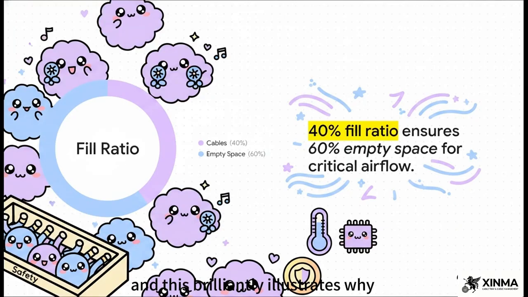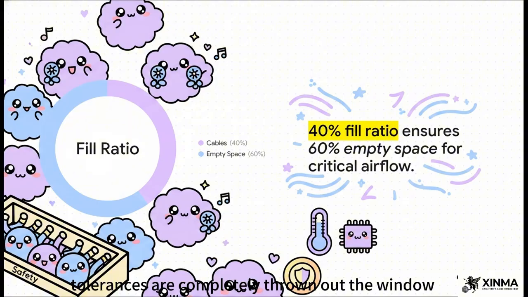And this brilliantly illustrates why Step 2 is so absolutely crucial. The math here is completely non-negotiable. Limiting the physical cables to just 40% of the tray's cross-sectional area leaves you with 60% empty space. But listen, that is not wasted space. It is absolutely vital infrastructure for heat dissipation and airflow. If you try to pack a tray to 100%, you are not building a data network. You are essentially building a very expensive, very dangerous space heater. Without that 60% airflow, cables overheat, performance bottlenecks, and safety tolerances are completely thrown out the window.